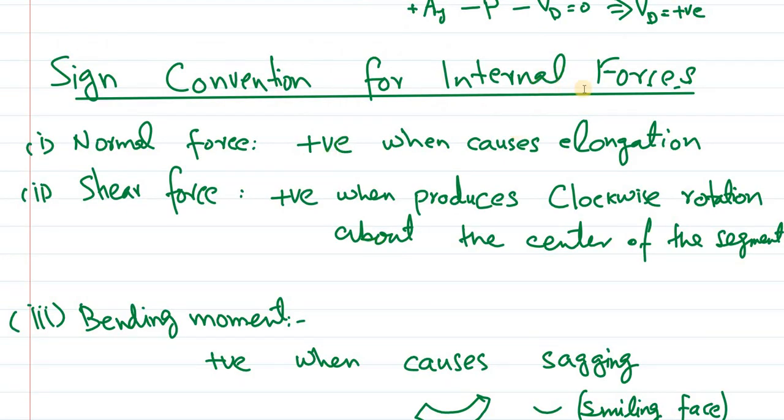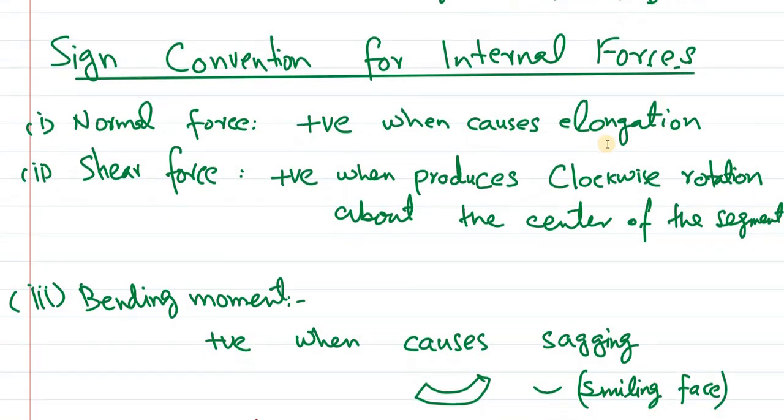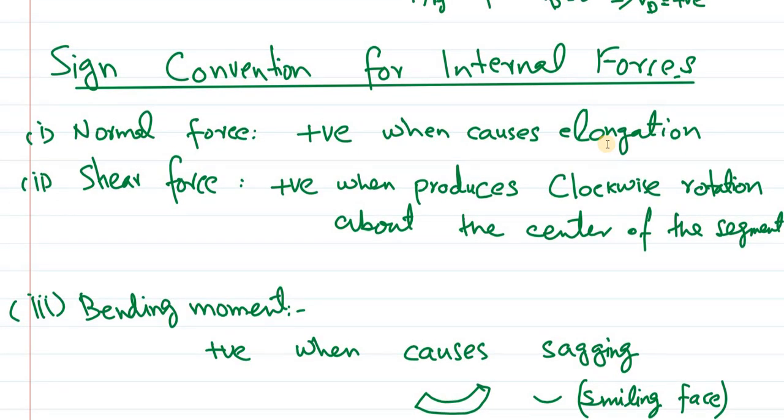Again, I want to repeat that for internal forces, you see, I didn't say normal force is considered positive when it is acting to the right or to the left. No, I didn't say that. I said when it is causing elongation. All right. So when you draw it away from the object, it means it is trying to pull it, so you consider it positive.